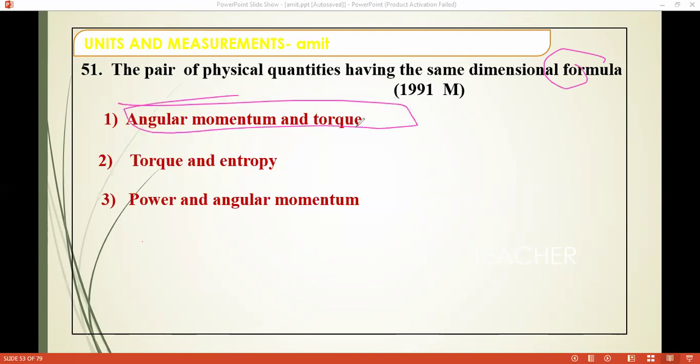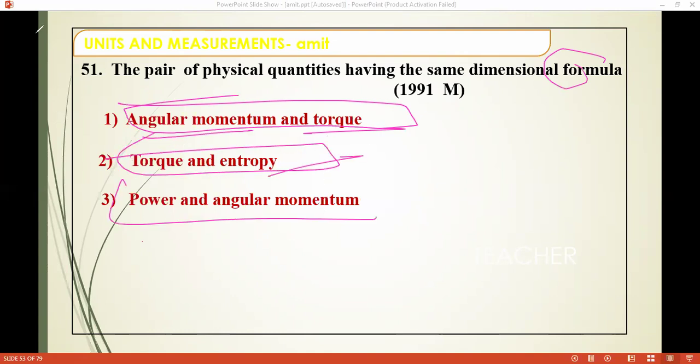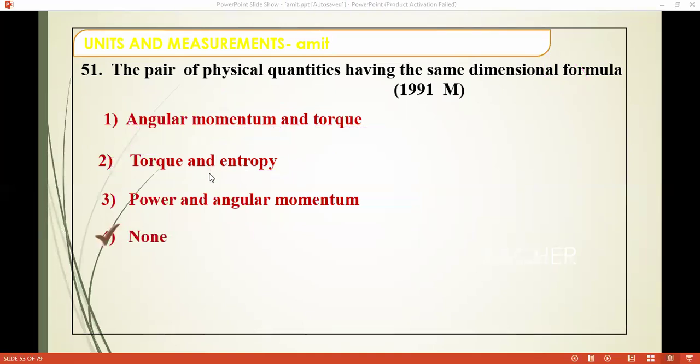The question is talking about these different dimensions: torque, angular momentum, and energy. We check them one by one: torque and entropy, power, and angular momentum. It's good. So none have the same dimensions. That's a good, dual question. You can do this question if you are aware of it.